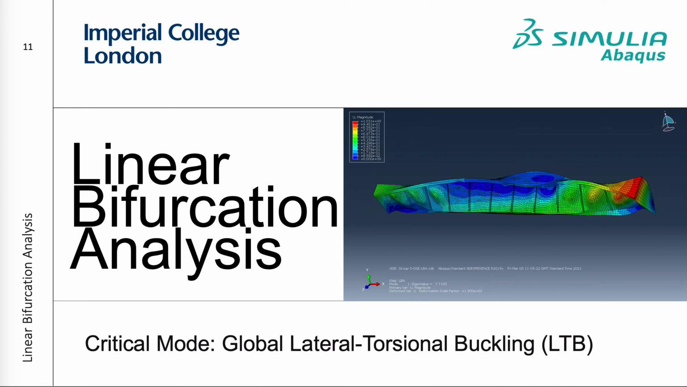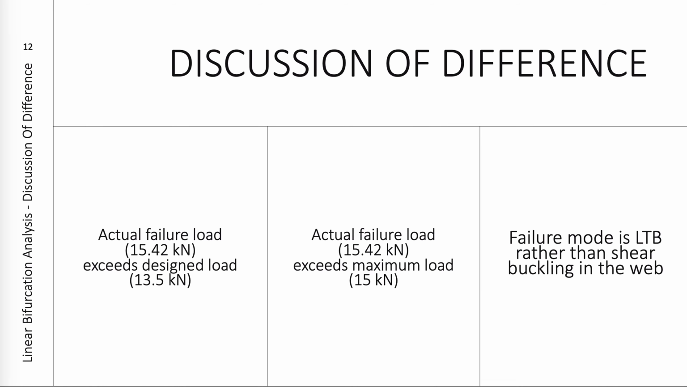The most critical failure found from LBA is by global LTB. In this mode, failure occurs with an eigenvalue of 7.71 and a corresponding total load of 15.42 kilonewtons. As the beam was designed with a failure load of 13.5 kilonewtons, the actual load exceeds the design load by a factor of 1.14. The failure load also exceeds the maximum load specified in the brief.